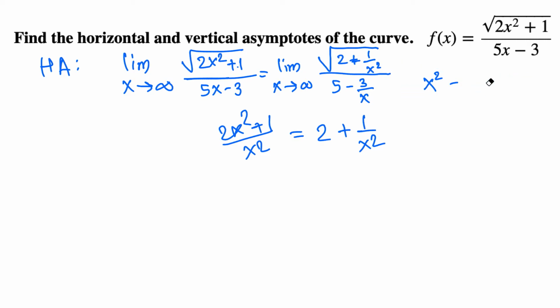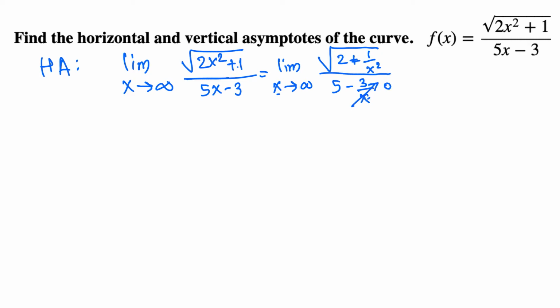Now let's evaluate this limit. As we've seen earlier, we evaluate the limit of the top and the limit of the bottom. When x goes to infinity, 3 over x goes to 0, and 1 over x squared is also going to 0. So we get the square root of 2 on the top over 5. This is one of the two horizontal asymptotes: y equals root 2 over 5.